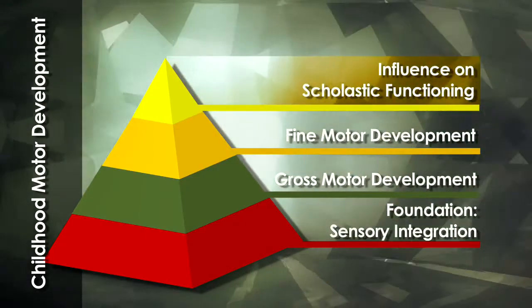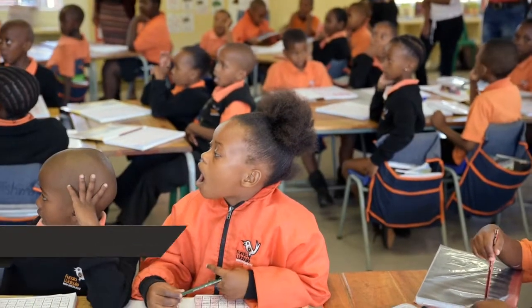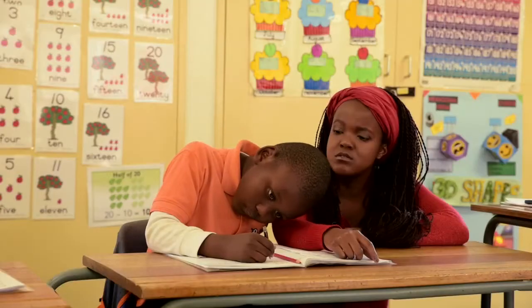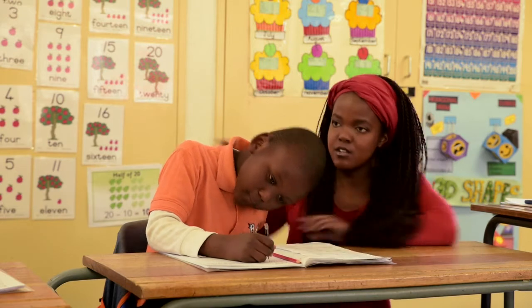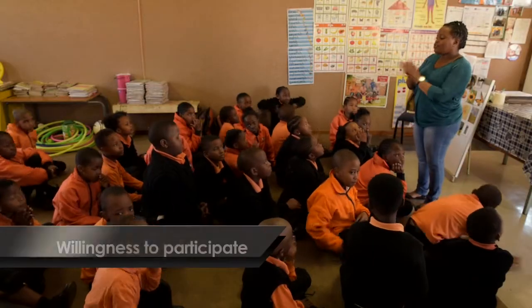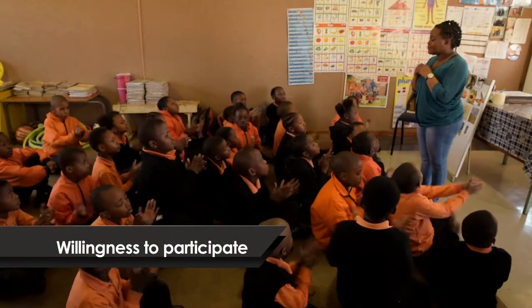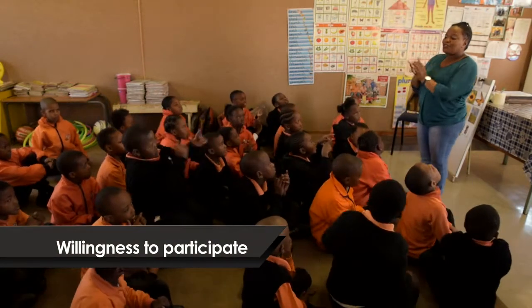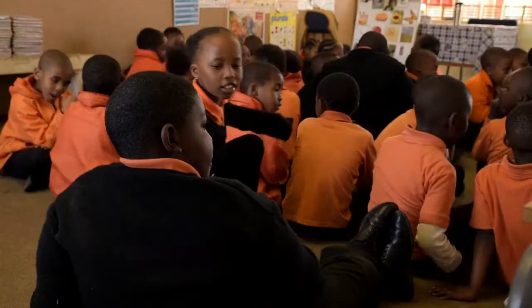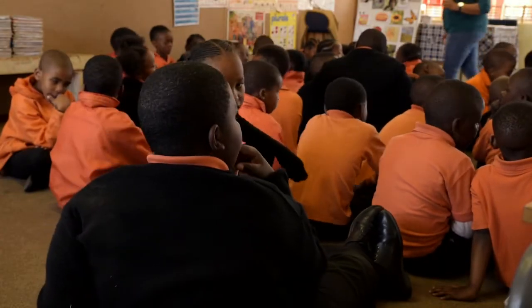Optimal motor development has an influence on the child's readiness to learn in a more formal classroom environment. Sitting posture. With underdeveloped core muscles and poor postural control, the child will struggle to sit up straight in his chair and will tire faster. Willingness to participate. If motor development lags behind, children might be more reluctant to try new activities as motoric movements do not support trying out the unknown.